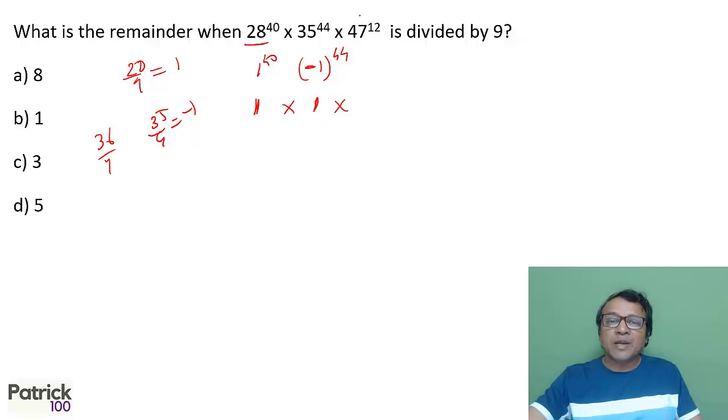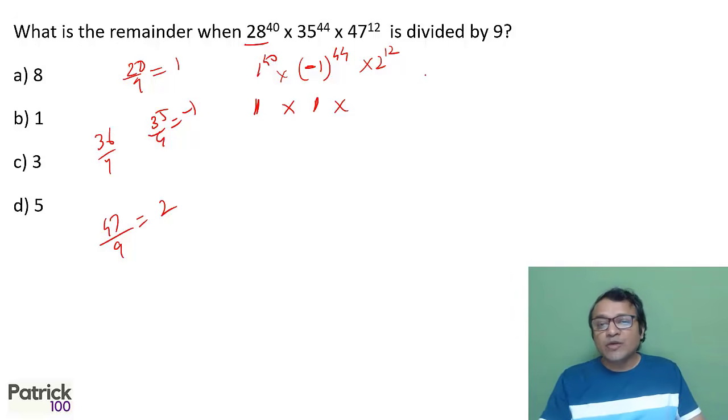So that means the remainder will depend upon 47 raised to 12. 47 when you divide by 9, you get 2 remainder. So it becomes 2 raised to 12. You can find 2 raised to 12 as I think 4096 and divide by 9 and check the remainder. Or try to find powers of 2 which will give you 1 remainder or minus 1 remainder when you divide by 9. So look at 2 raised to 1, 2, 2 squared 4, 8, 16, 32, 64.